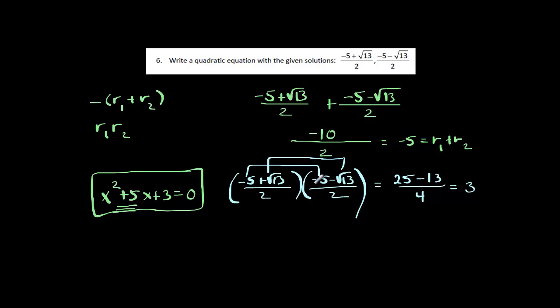So the product of the roots here goes at the end. That's the product of the roots, R1 times R2. The opposite of the sum of the roots, so positive 5, would go here. So this is the opposite of the sum of the roots, right over here.